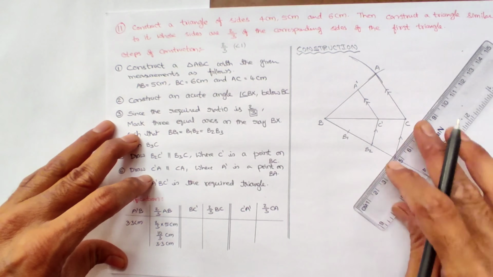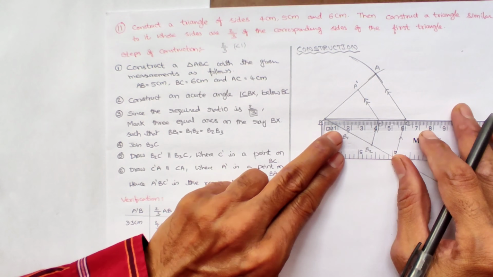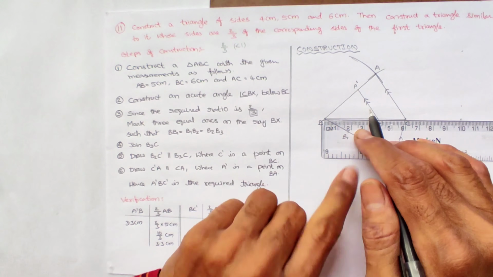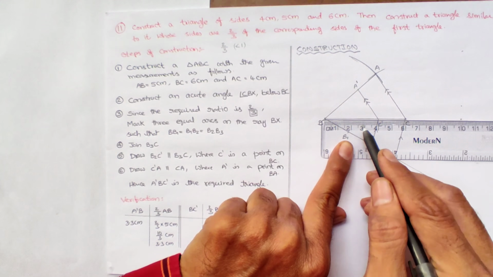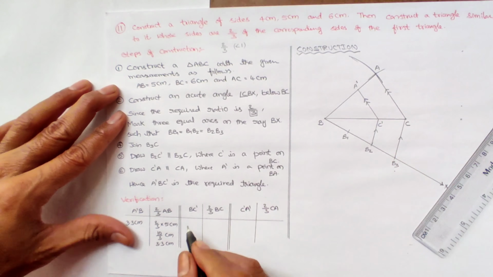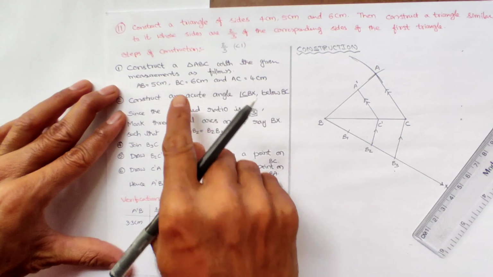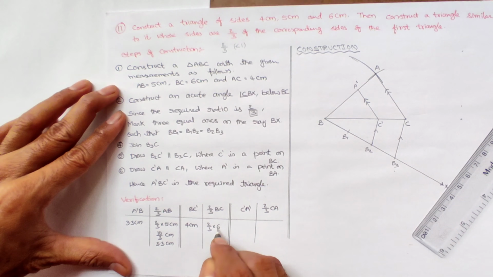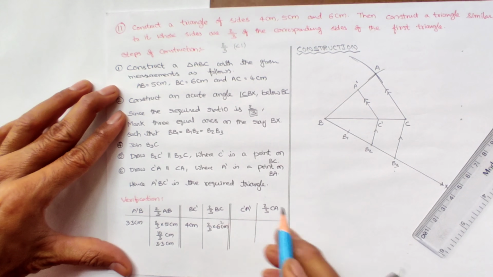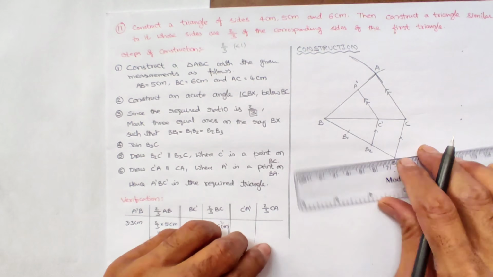Now let us measure BC dash. Here you see this is 1, 2, 3, 4. BC dash here we got as 4 centimeter. Let us verify 2 by 3 times BC. BC is 6, so I am taking 6 centimeter. Now on cancellation, 3 2s are 6 centimeter, and 2 2s are 4 centimeter. See, this also matched.